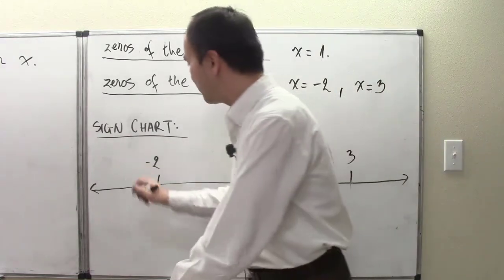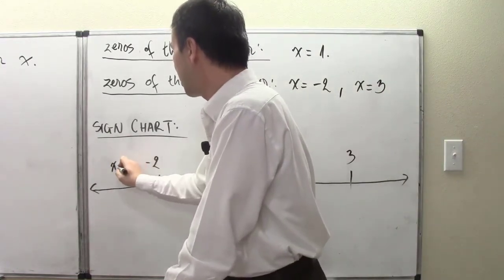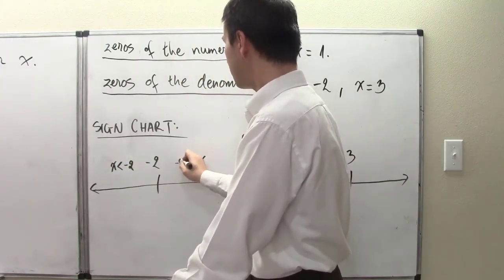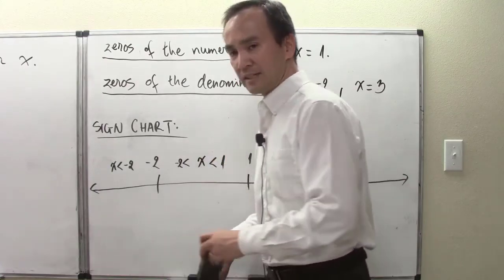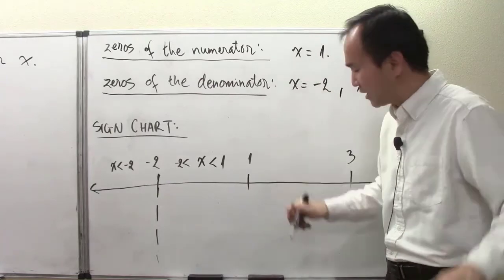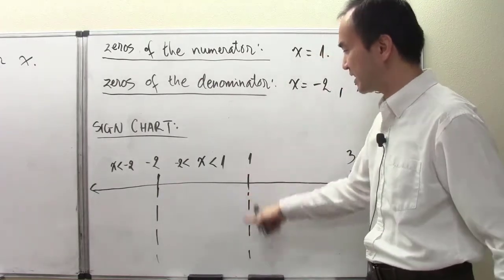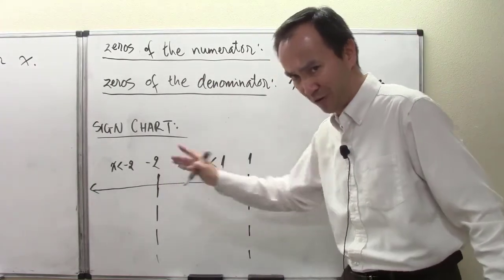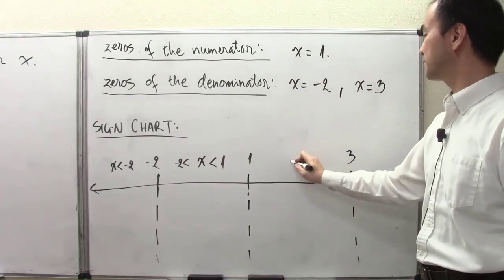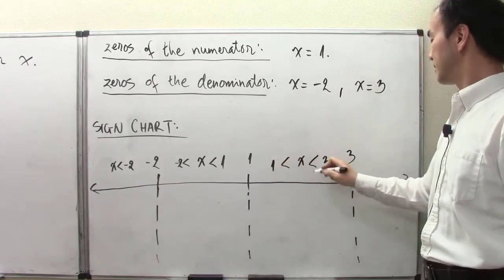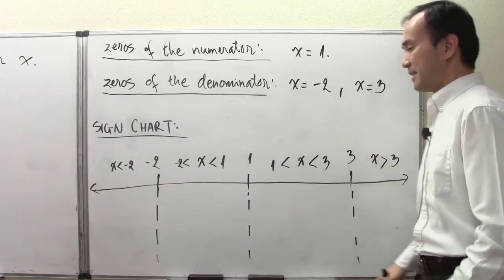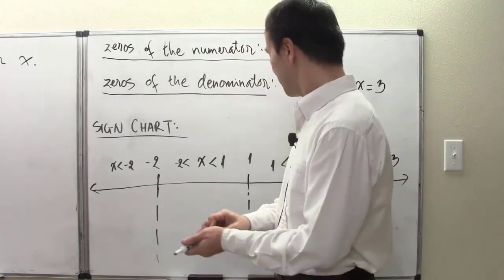This first interval is x less than negative 2. This interval is between negative 2 and 1. Right now I'm excluding all of these zeros. I'm treating these as just boundary values between intervals. So this is now x between 1 and 3, and this is x greater than 3. We're all good with that. We're going to pick values.